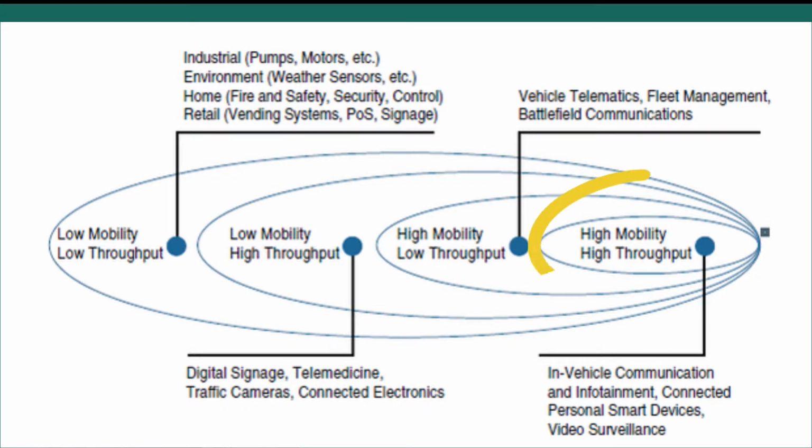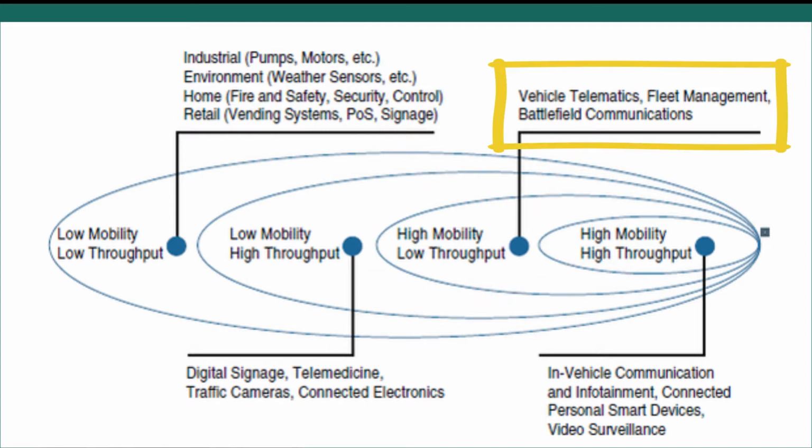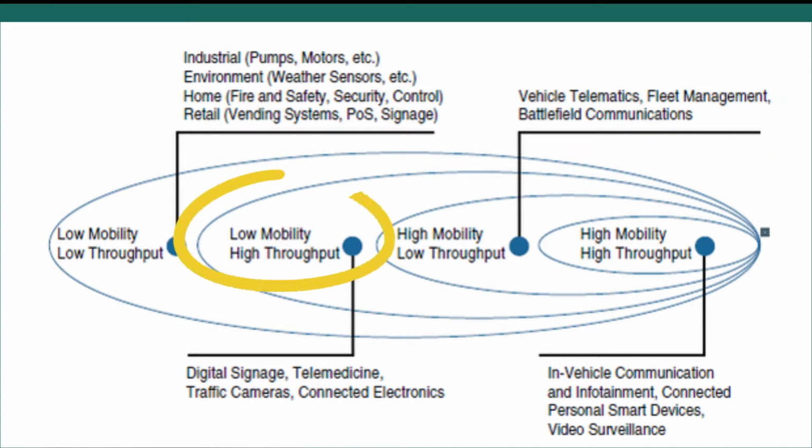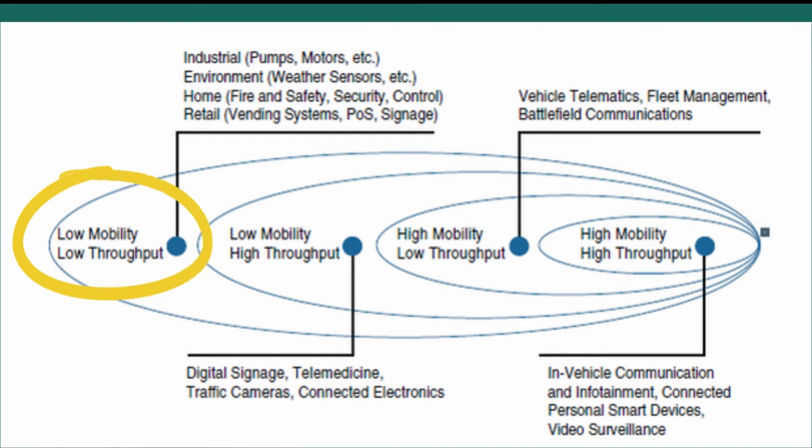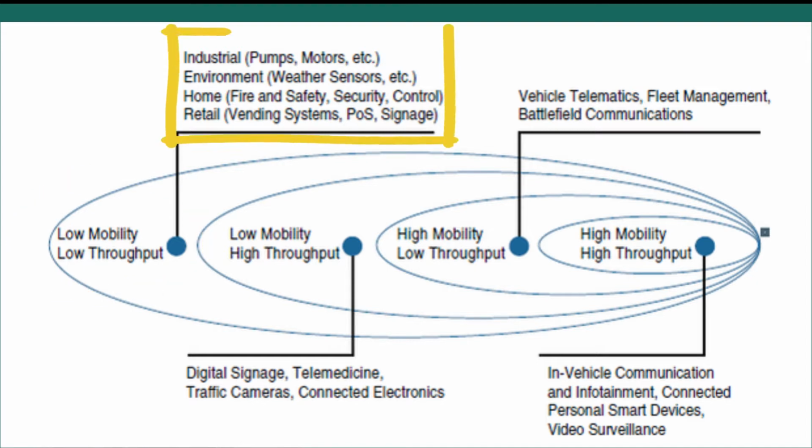Here we have the high mobility, high throughput, which includes the in-vehicle communication and infotainment, connected personal smart devices, video surveillance. Then next we have the high mobility, low throughput. It includes vehicle telematics, fleet management, battlefield communication. Then next we have the low mobility, high throughput. It includes digital signage, telemedicine, traffic cameras and connected electronics. And last we have the low mobility and low throughput. It includes the industrial applications such as pumps, motors, etc.